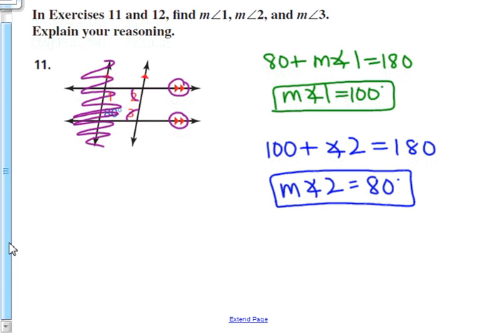So angle 2 plus angle 3 is going to get me to 180 degrees. So I know that angle 2 is 80 degrees. So 80 plus angle 3 is going to get me to 180. Well, 80 plus what gets me 180? Well, that's just 100. So the measure of angle 3 is 100 degrees.